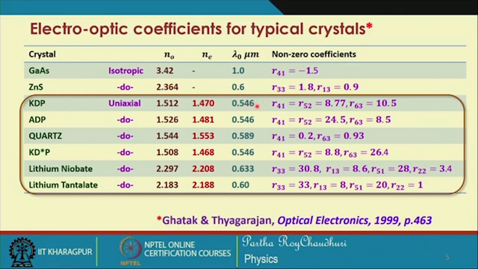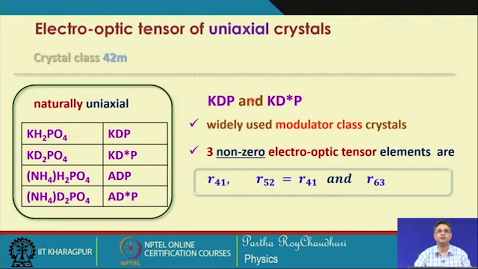operating wavelength 0.456 micrometer, and these are the r41 and r52, they are equal in the case of KDP and also in the case of ADP, and these values are this into 10 to the power of minus 12 meter per volt, or picometer per volt, and r63 is 10.5. So, these values we will use to calculate the birefringence and retardation. So, we will first discuss this KDP and ADP.